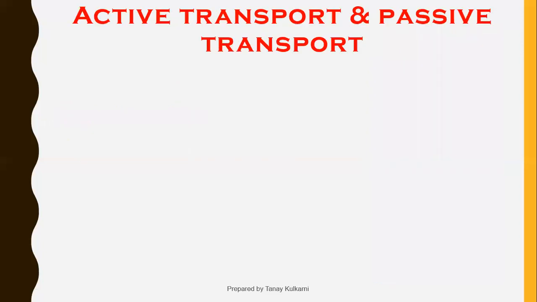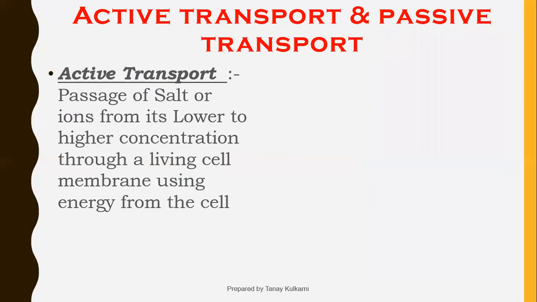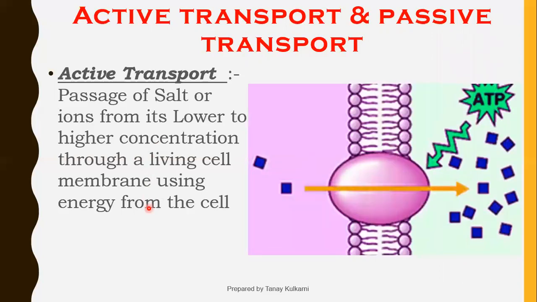The next important process which favors the absorption of water and minerals by the root is active transport and passive transport. Definition: active transport is the passage of salt or ions from lower concentration to higher concentration through a living cell, using energy from the cell itself. This is the picture. You can look at it.